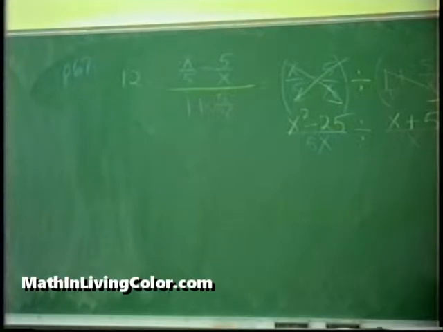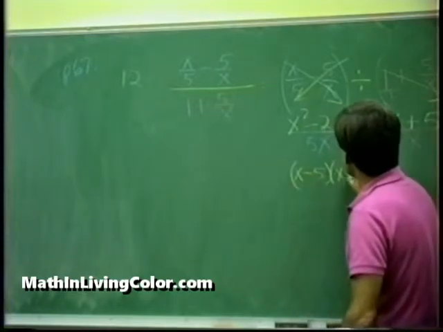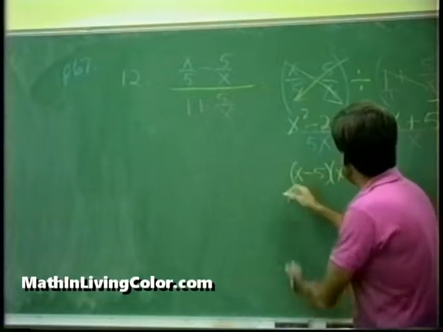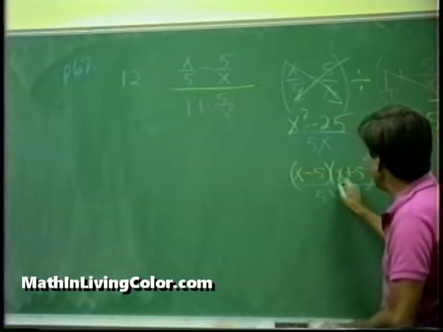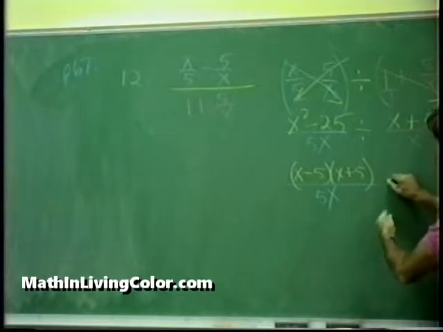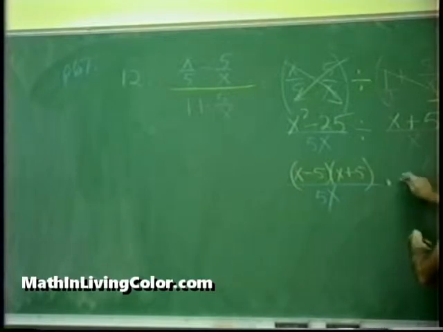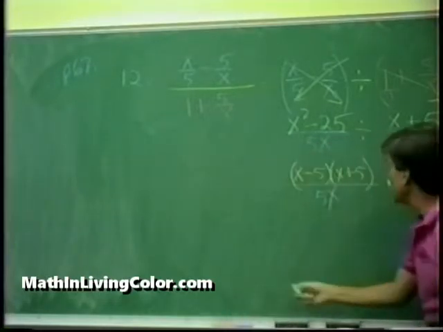And then what? Now it's just like what you did before. Factor, invert, multiply, right? Let's see what you get for an answer. X minus 5, x plus 5, divided by 5x, and then it'll be times, because I'm going to invert multiply now, and I'm going to have this x divided by x plus 5, right? Now, can you reduce anything? Can you divide anything out?